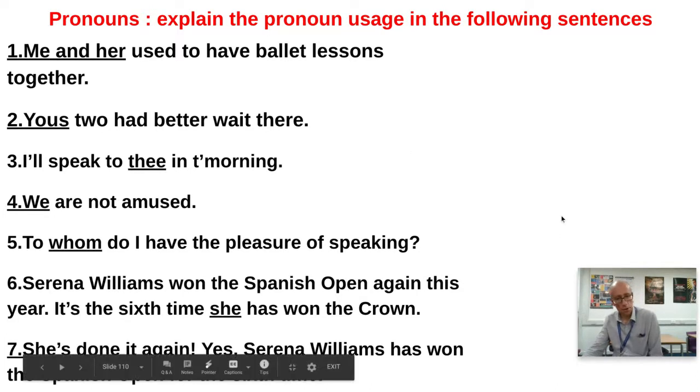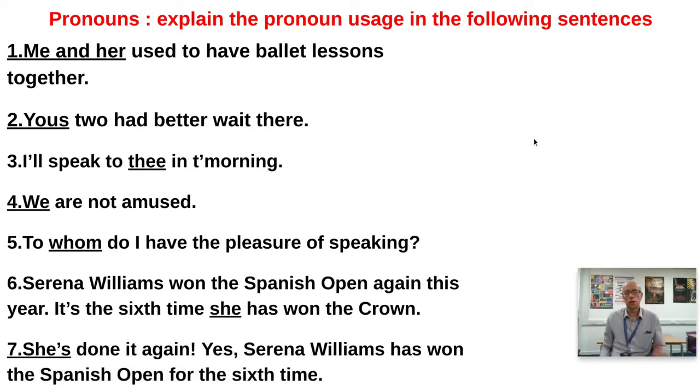And that is in contrast with number 7, where it says, she's done it again. Yes, Serena Williams has won the Spanish Open for the 6th time. And so the she there, we don't know who she is. So, as listeners to this, we're thinking, who is this person? Is it my mother? Is it my sister? No, it's Serena Williams. So this is what's called a cataphoric reference.